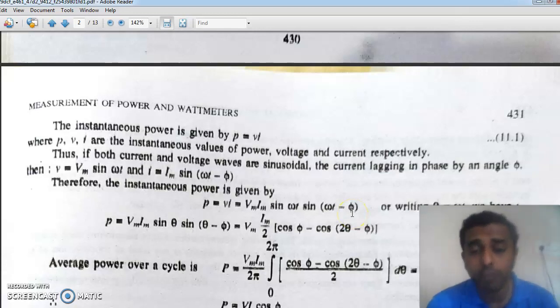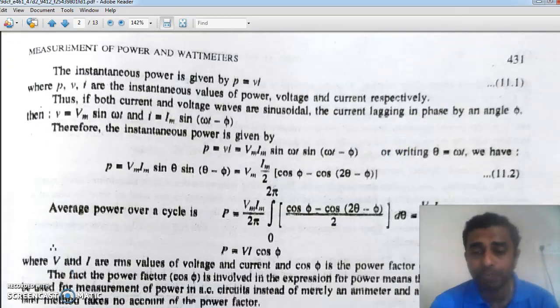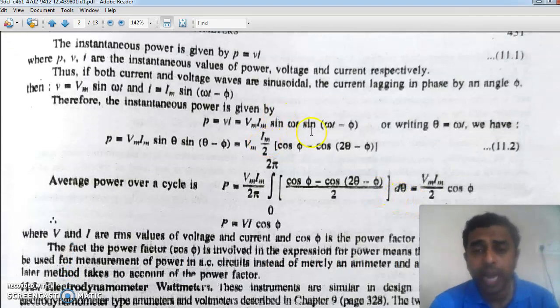Because current flows through an RL circuit, and generally all circuits are RL circuits, the current will be lagging the voltage, not by 90 degrees, but by some angle less than 90 degrees, that is phi. So here, instead of omega t, you can substitute theta as well. And if we apply the identity, what is the identity?